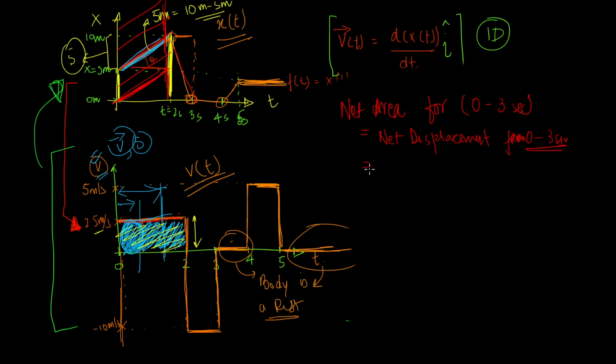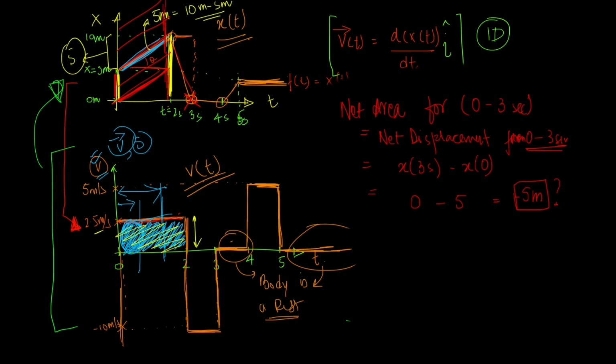So the net displacement would have meant the final position at 3 minus the initial position at 0. So that will be x of 3 seconds minus x of 0. It's always final minus initial. x of 3 seconds is 0, as what you see in x versus t. But what is x of 0? Well, x of 0 is 5 meters, because the initial position of the body was at 5, this height. So the net displacement should have been negative 5 meters. Let us see if that is the case. Let us check if that is the case.